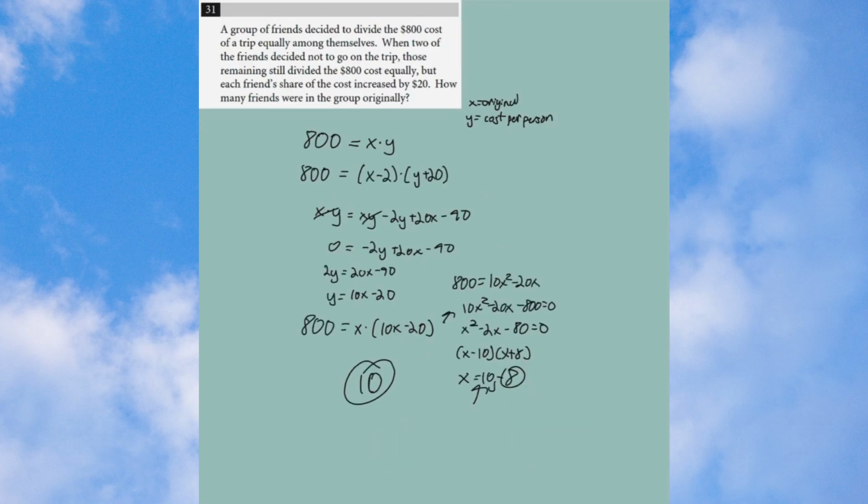We can go back quickly and see that the 10 is true by having 10 original people, and each of them will pay 80, and that does equal 800. And if 2 of them leave, we have 8 people left, and each of them would have to pay 100, and that still equals 800, and that is an increase of 20, so we know this is true.